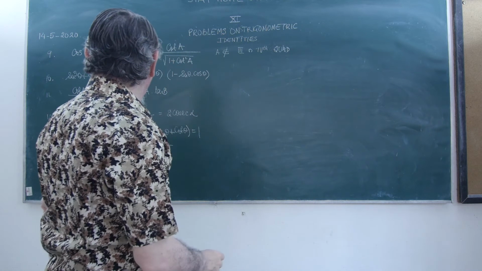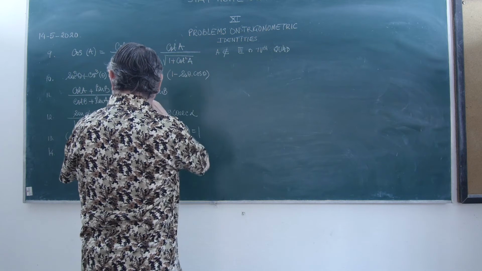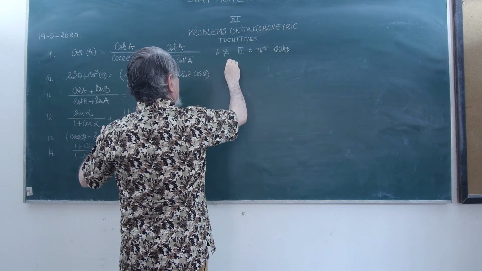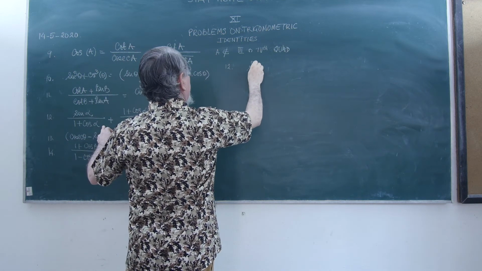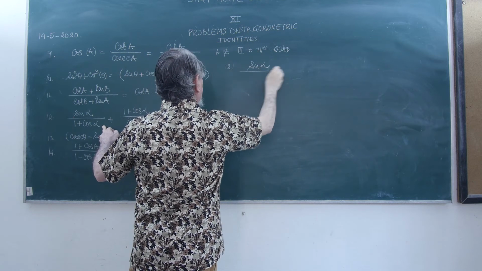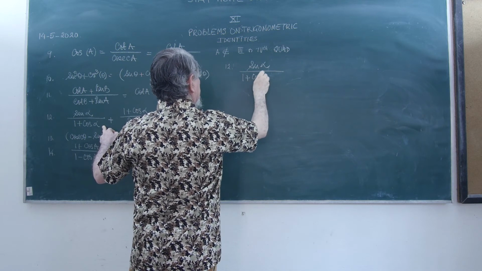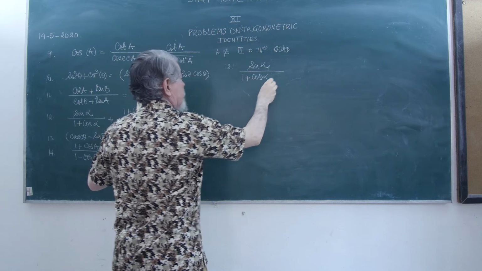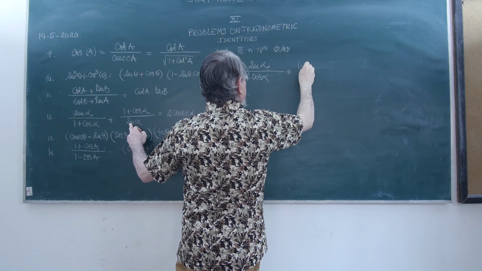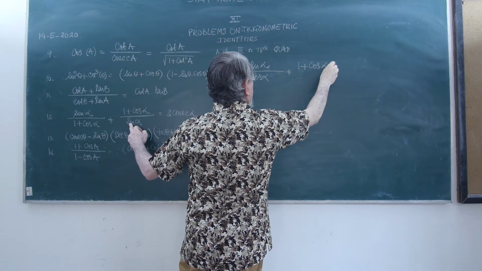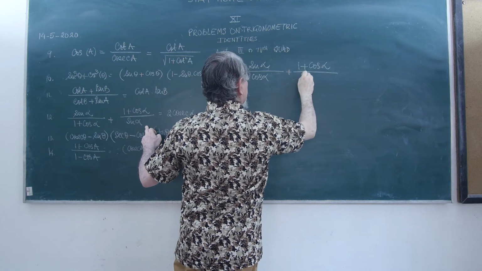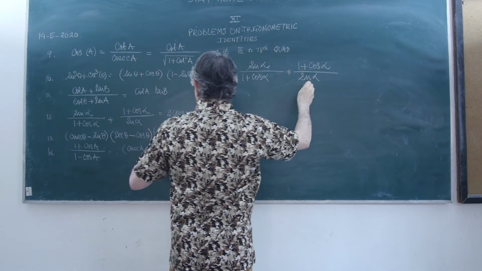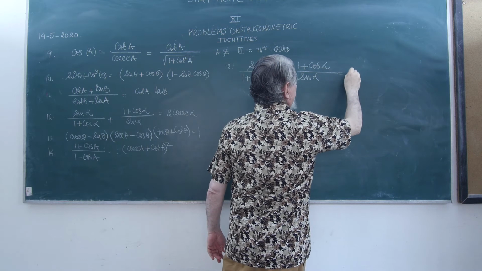Now let us see the next question, 12. Sin alpha upon 1 plus cos alpha plus 1 plus cos alpha upon sin alpha is equal to 2 cosec alpha.